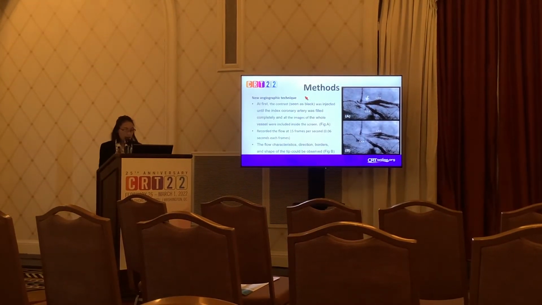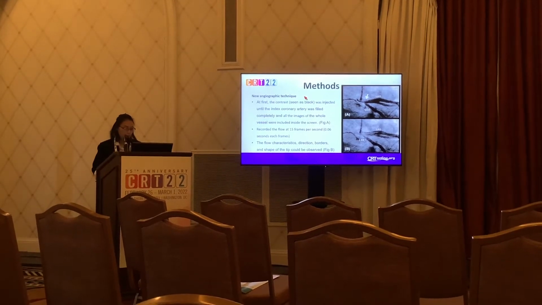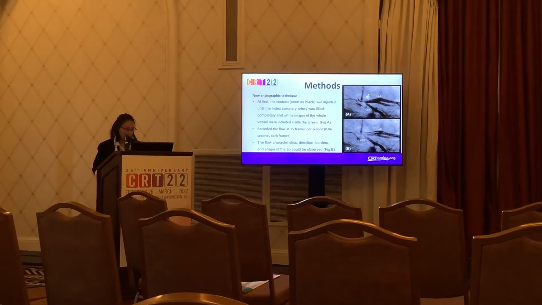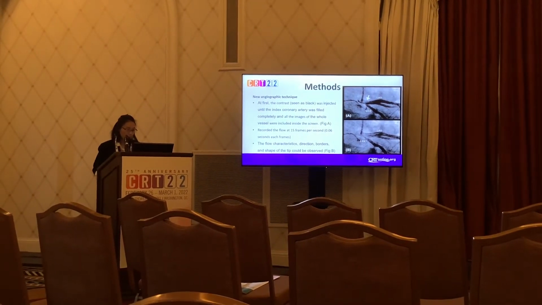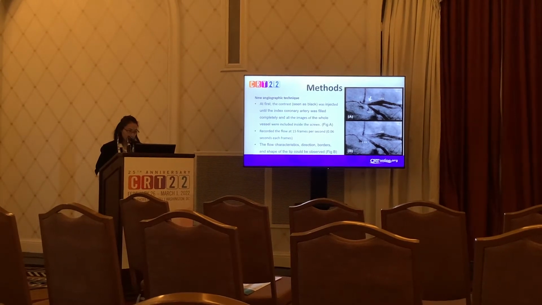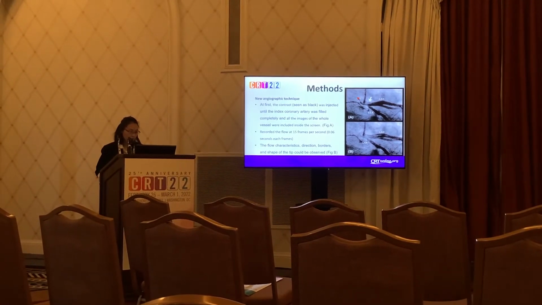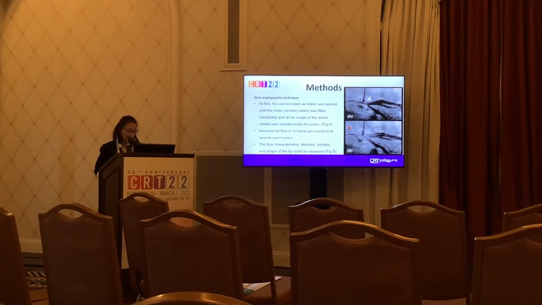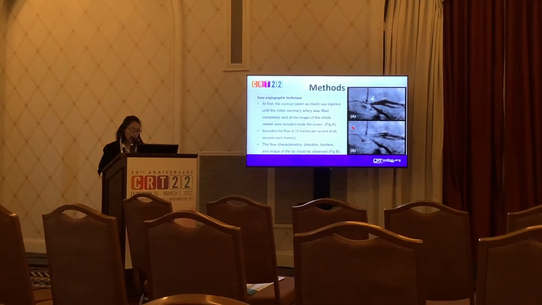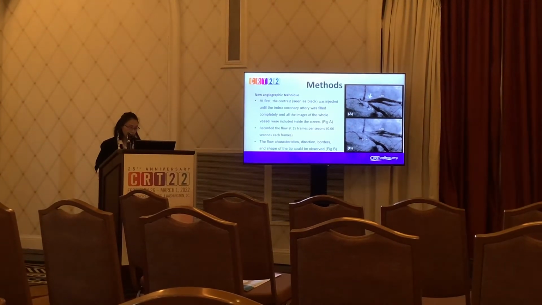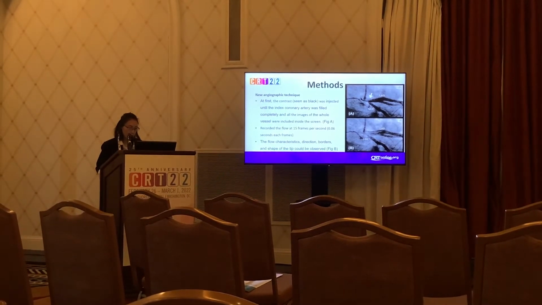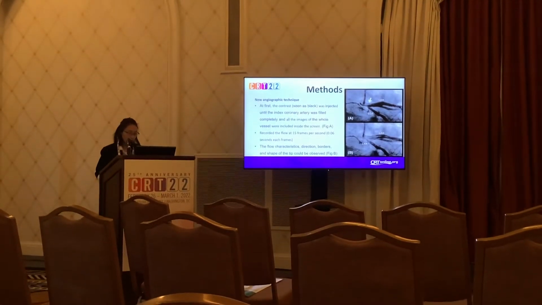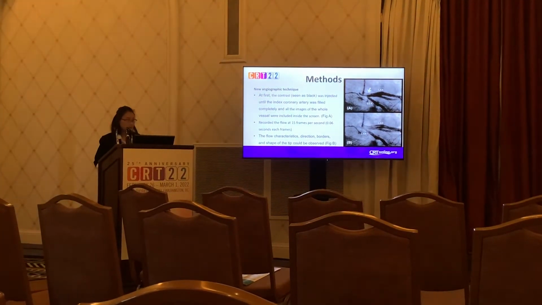About the method: we recruited 30 patients with PCI in the mixed segment of coronary arteries, and all patients underwent a new dynamic coronary angiogram. Talking about the new angiography technique: at first, the contrast was adjusted until the index coronary artery was filled completely, and all the images of the whole vessel were included inside the screen. We recorded the flow at 15 frames per second, which means 0.06 seconds for each frame, so the flow characteristics, direction, border, and the shape of the tip could be observed.